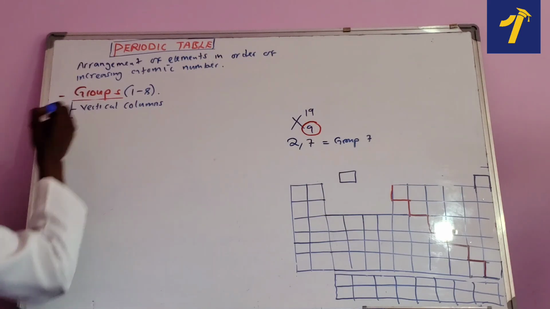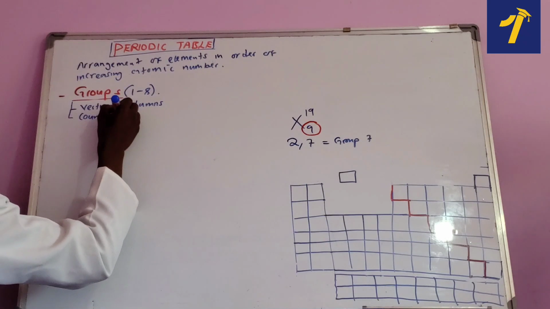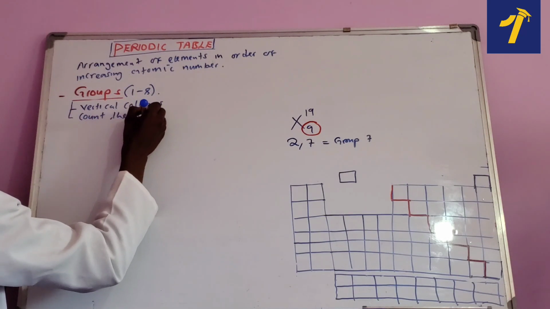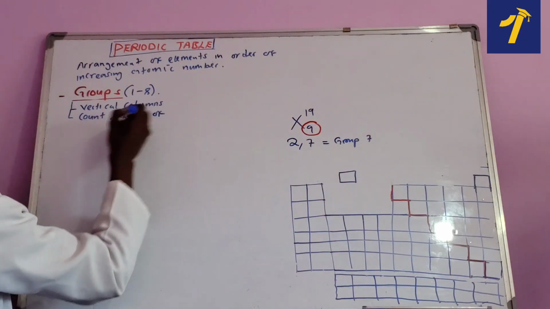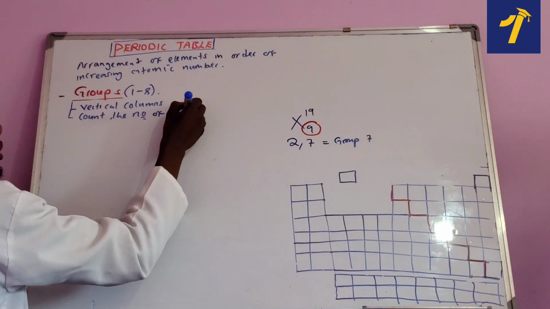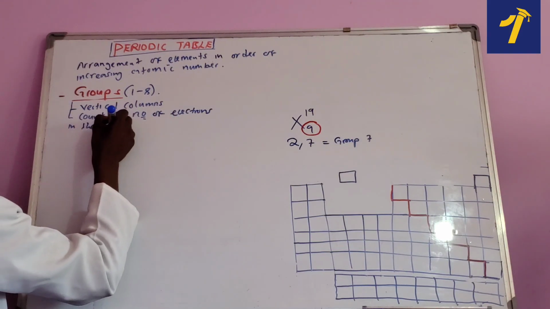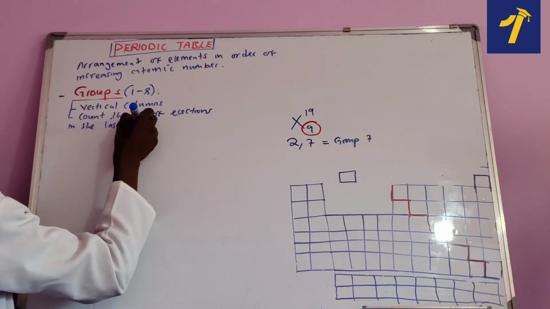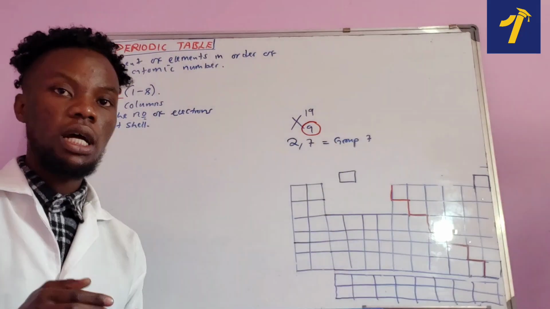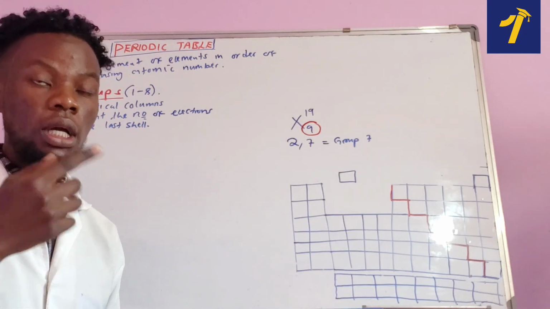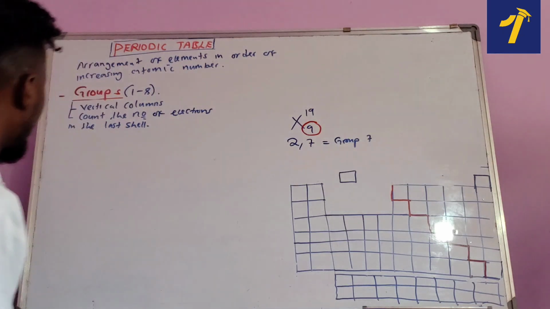So we can write that one. We're saying for you to tell the group number, simply count the NO, which stands for number, count the number of electrons in the last shell. A very, very important concept. That's how you find out the group number. Simply count the number of electrons in the last shell.